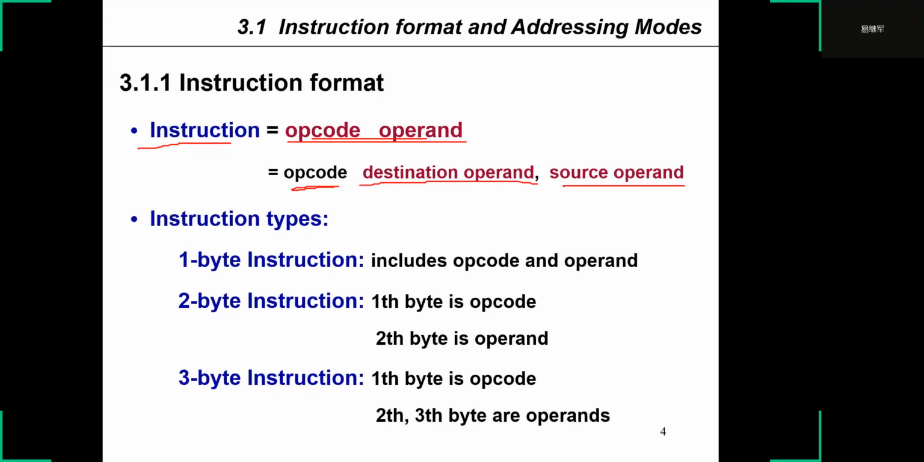Instruction types. A 1 byte instruction includes opcode and operand. A 2 byte instruction: the first byte is opcode, the second byte is operand. A 3 byte instruction: the first byte is opcode, the second and the third bytes are operands.